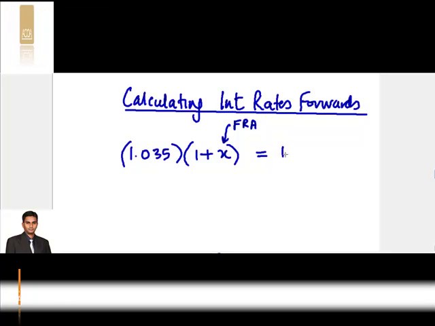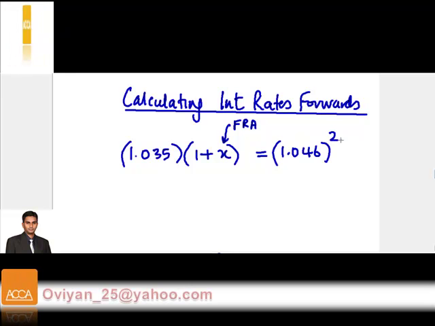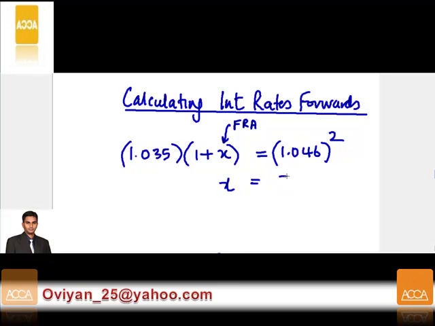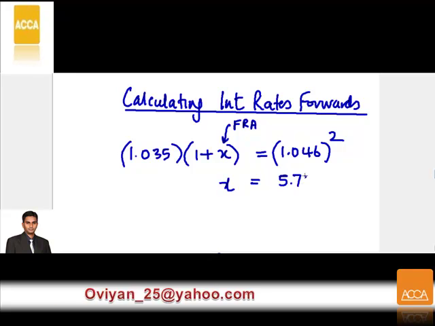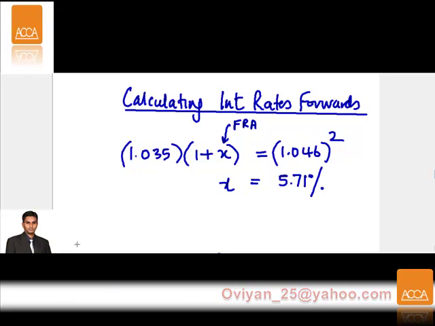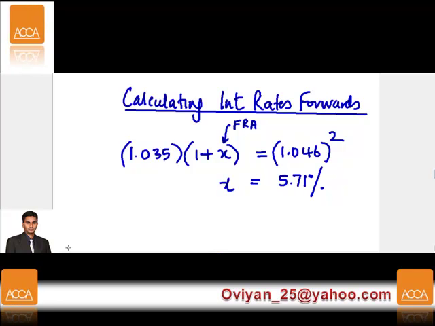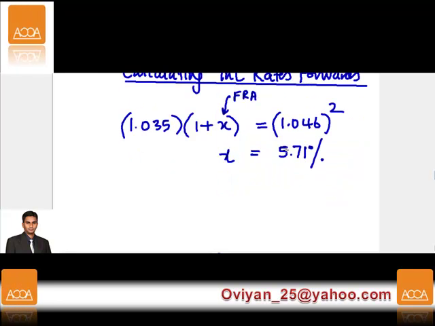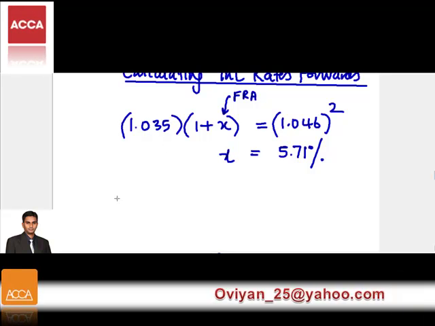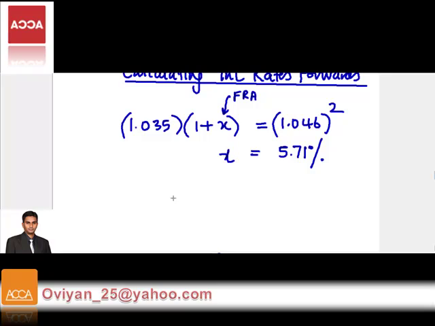So it's going to be 1.046 multiplied by 1.046. In other words, you get the power of 2. So we're going to get a rate here. Solving it, we're going to get a rate here of 5.71% per annum. So instead of paying 4.6% for 2 years, you can pay the first year 3.5%. The following year, you pay 5.71%.